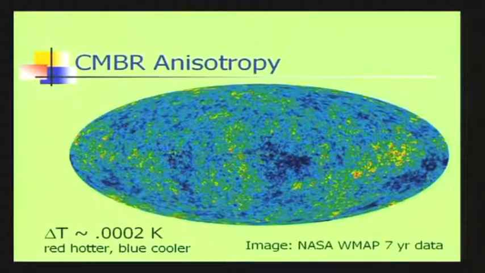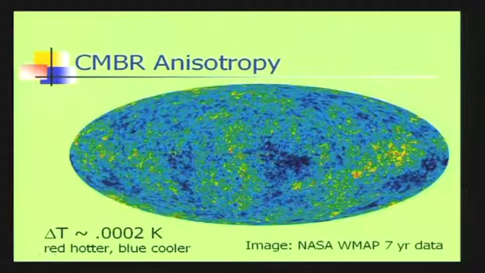And this is an image made by a NASA satellite called WMAP, Wilkinson Microwave Anisotropy Probe, and the satellite is still carrying out observations. This image shows you the result of 7 years of their observation. Okay, and in this image the redder parts are hotter and the bluer parts are cooler.